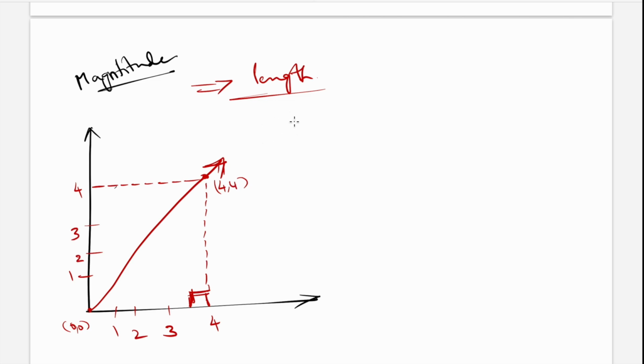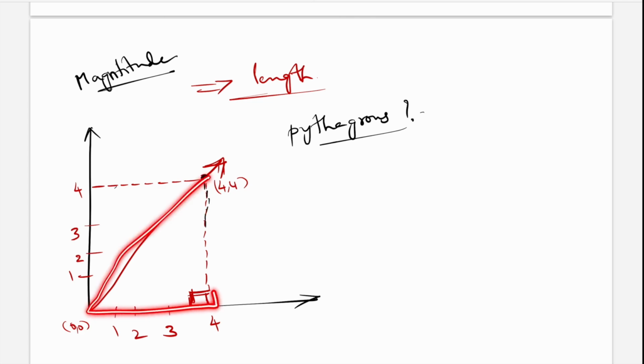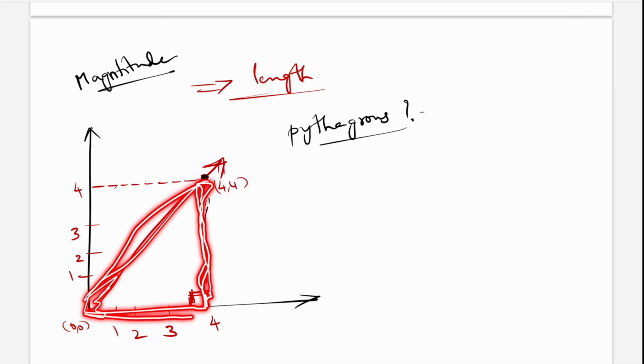So why do we use the Pythagoras theorem here? I'll show you. We are plotting this point like this, so we simply make this a triangle. My triangle is so bad, but my hand is paining. It's okay, no worries. Look, we make a triangle over there.